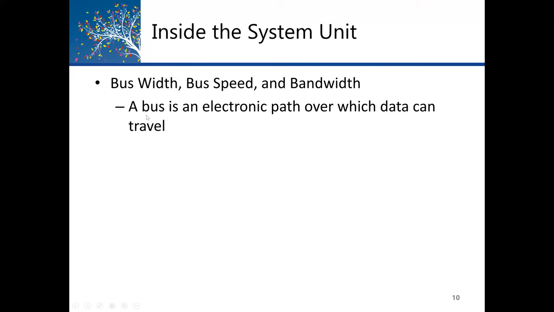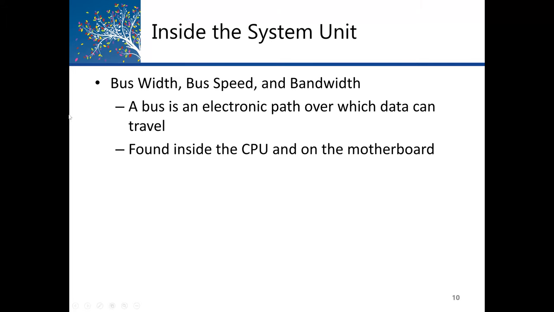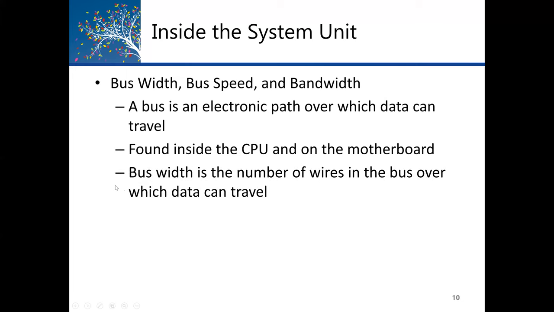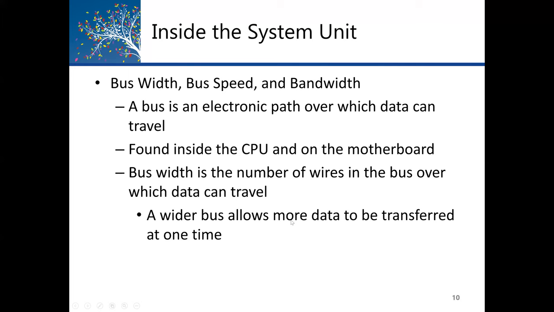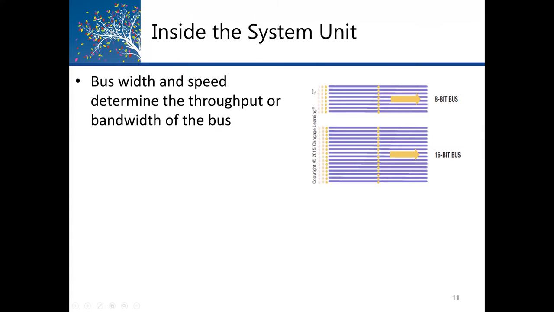First, a bus, as we said, is an electronic path over which data can travel. So it's more or less a connection between elements, let's say between the CPU and the memory. It's also found inside the CPU, because that's the main connection to all the components, and also on the motherboard. Bus width is the number of wires in the bus over which the data can travel. The more wires you have, the more we can move data very fast, or larger data at a time. So a wider bus allows more data to be transferred at one time, and that's an advantage.